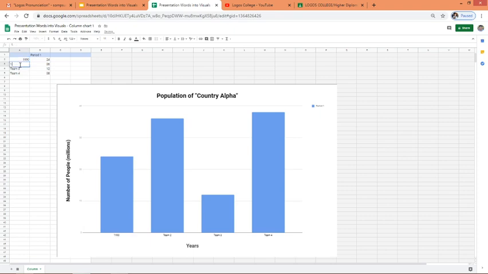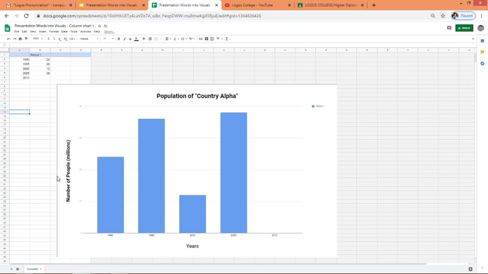Next year was 1995. Next year was 2000, 2005, and then 2010. Okay. And you can see down here that it fixes it for you: 1990, 95, 2000, 2005, 2010.